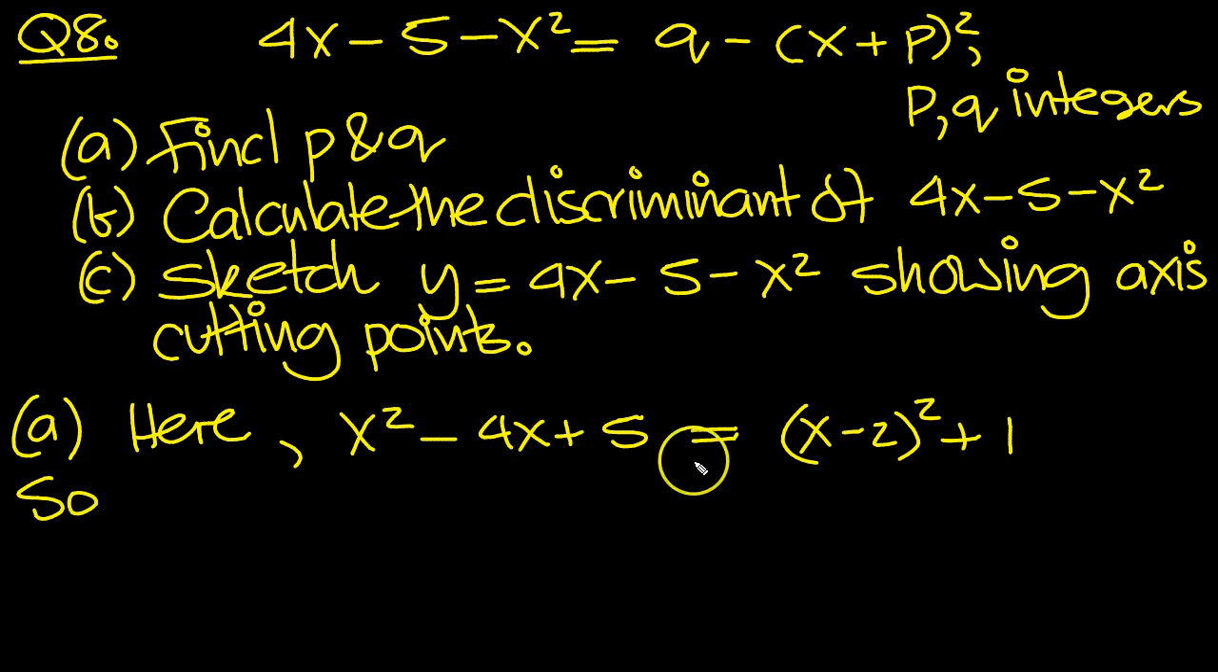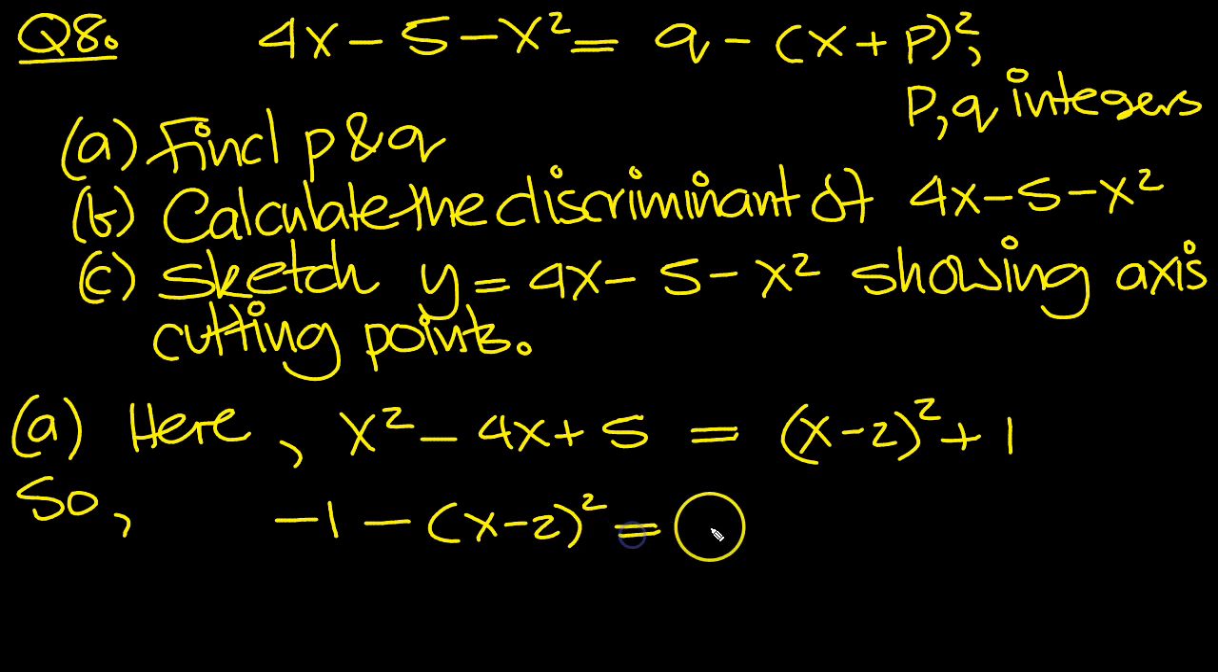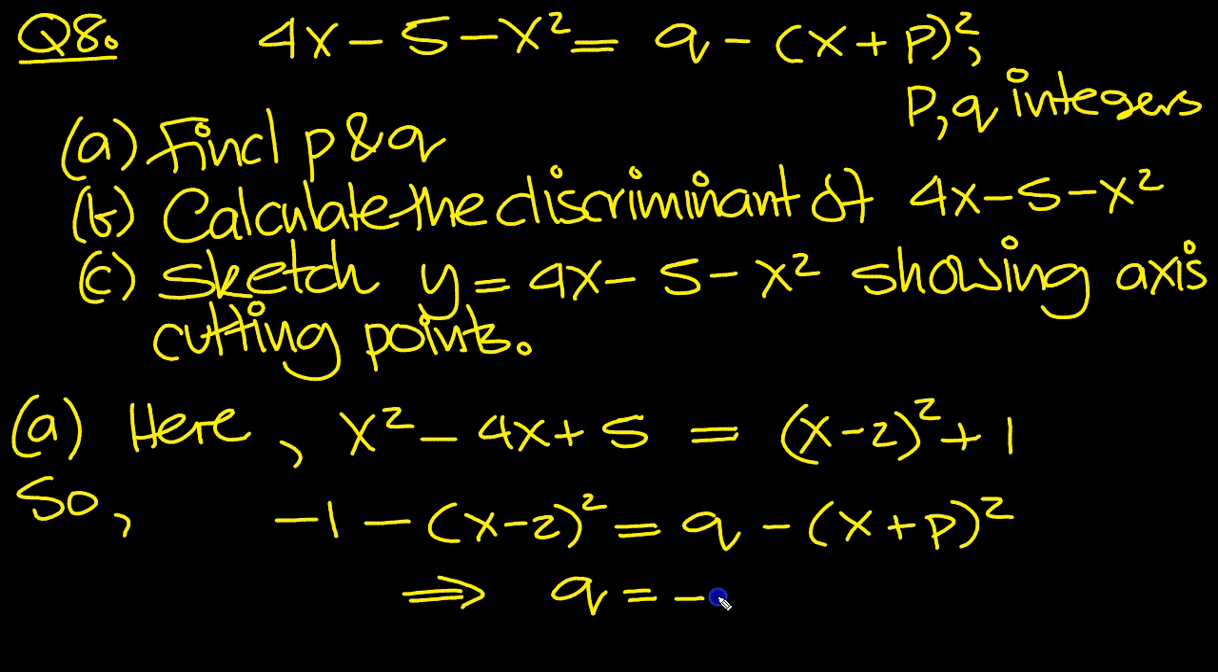So if I minus all the way through now, I'll be able to write minus of this, minus this object will equal q minus (x plus p) squared. That implies q is equal to minus 1 and p is equal to minus 2. So we found p and q then.